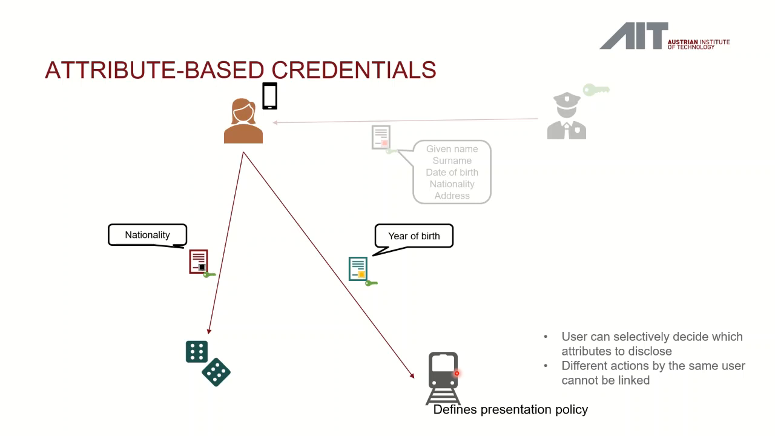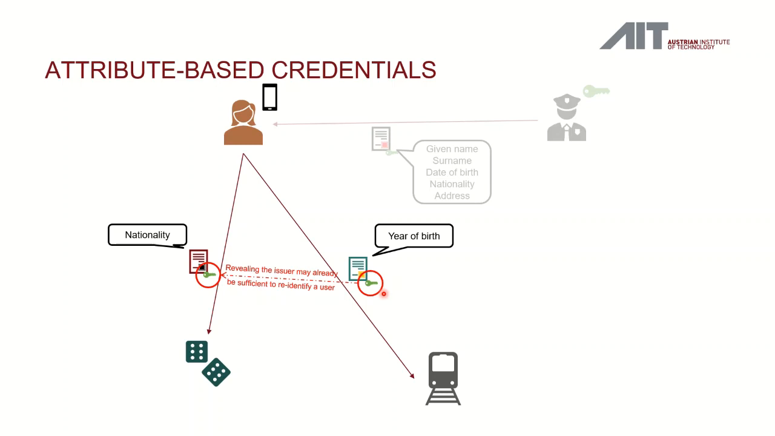Now, the core privacy feature of attribute-based credential systems is that the different service providers do not learn any information beyond the information that the user explicitly consents to reveal. In particular, different actions of the same user cannot be linked. So the train provider and the online service in this case could not pool the information to gain a complete profile of our user, unless, of course, the revealed attributes allow for a unique identification of the user.